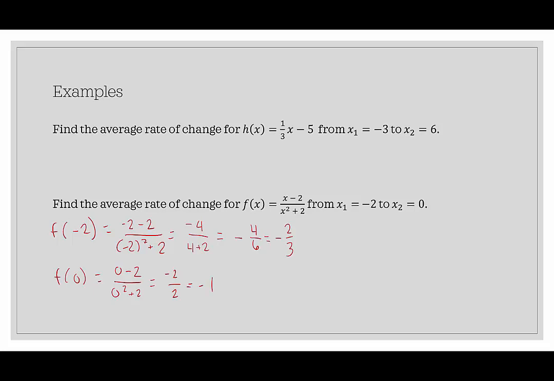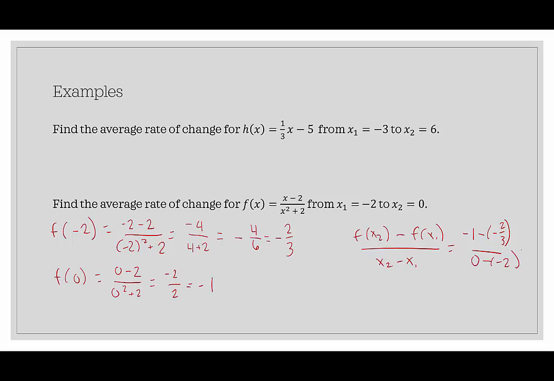To find the average rate of change, now that we have those values, we basically plug this in like a slope, right? So we're going to say, okay, it's going to be f of x sub 2 minus f of x sub 1 over x sub 2 minus x sub 1. So what does that give us? That would give us negative 1 minus negative 2/3 divided by 0 minus negative 2.